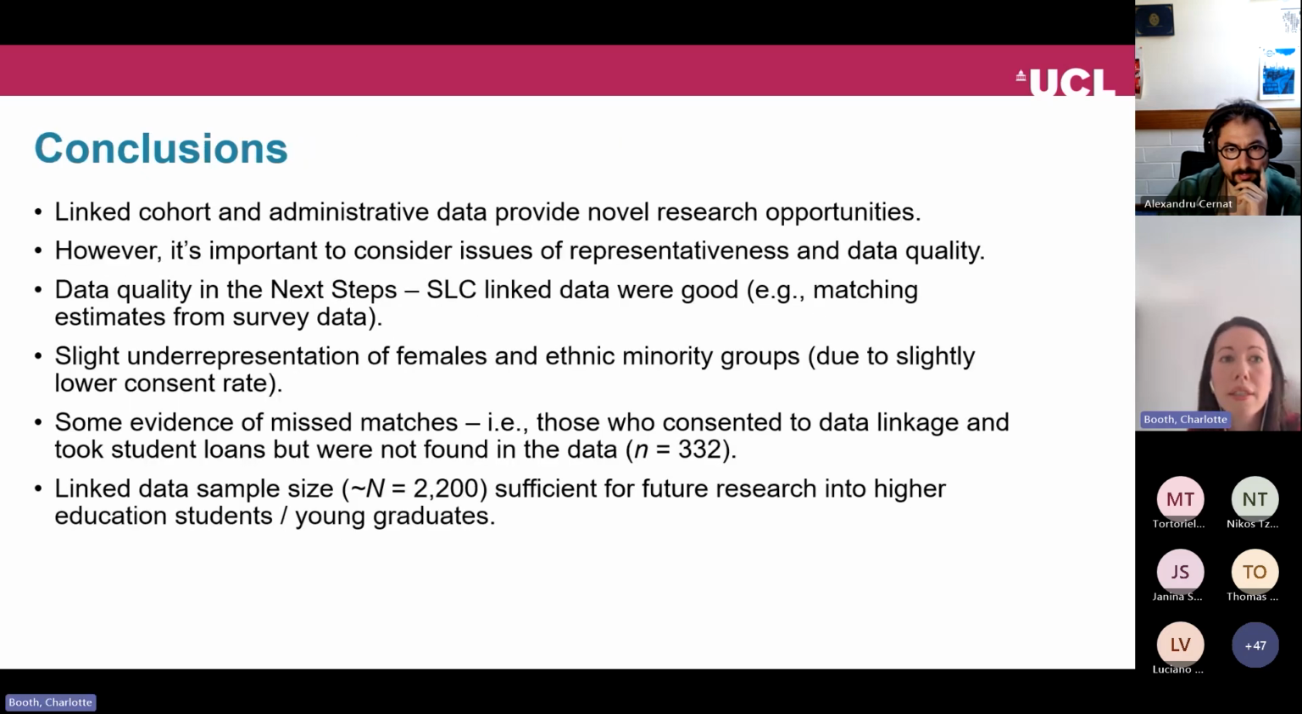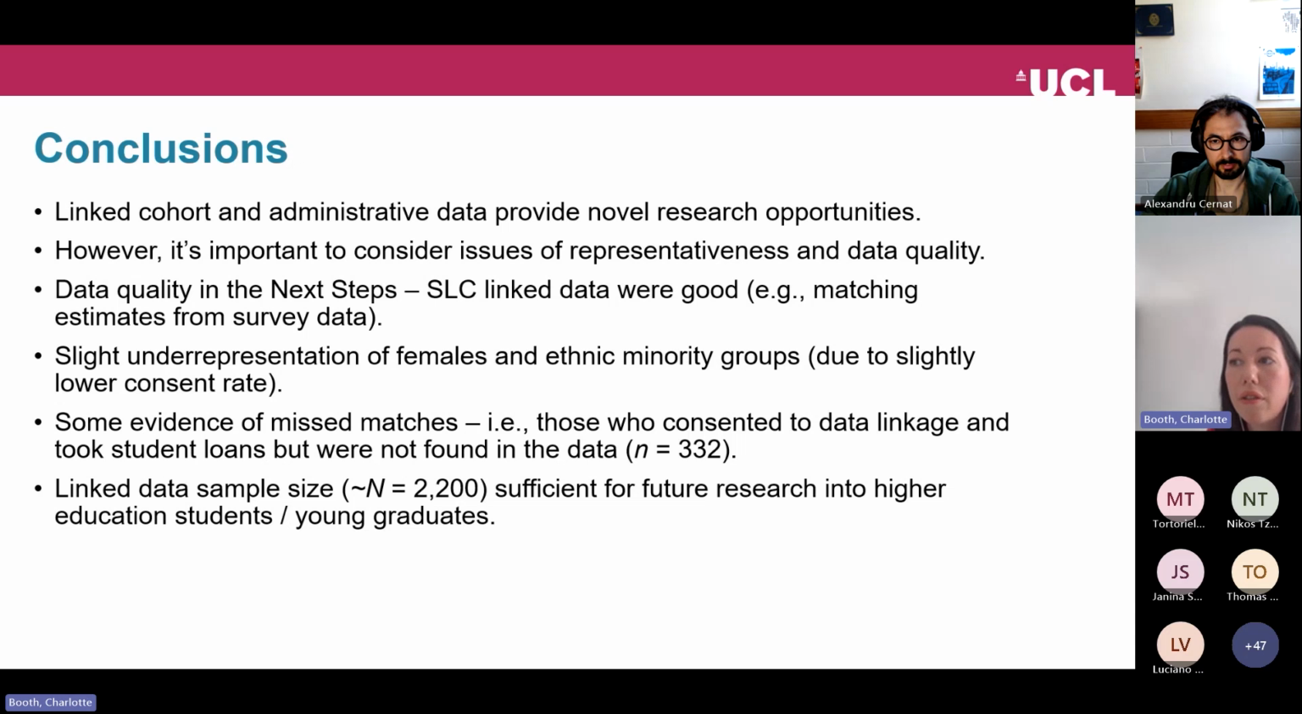So conclusions: linked cohort and admin data provide novel research opportunities. However, it's important to consider issues of representativeness and data quality. The data quality in the Next Steps student loans company data were found to be good. There was a close alignment and matching between that data and the survey data.